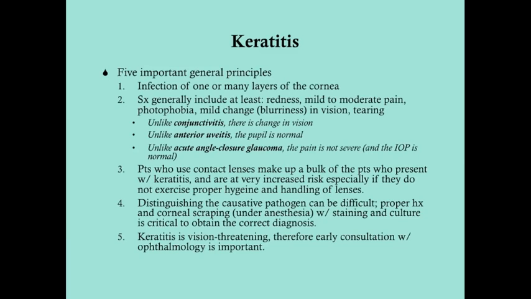Number 4, distinguishing the causative pathogen can be difficult. You're not going to necessarily know what the cause is just by looking at the patient's keratitis. So you're going to want to do 2 things. One, you're going to want to get a fluorescein stain on them, and then you look with a cobalt blue lamp or with a Woods lamp, and that will help you determine whether or not there's any kind of ulceration there. Or abrasion, I suppose. That's a differential. But that's going to be one thing that's important to do.